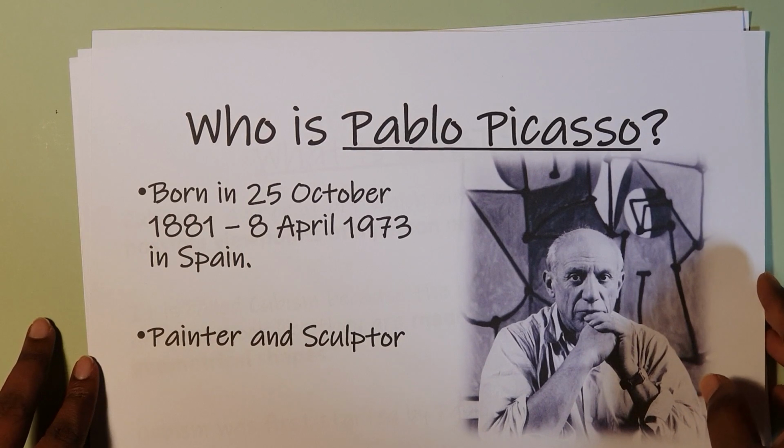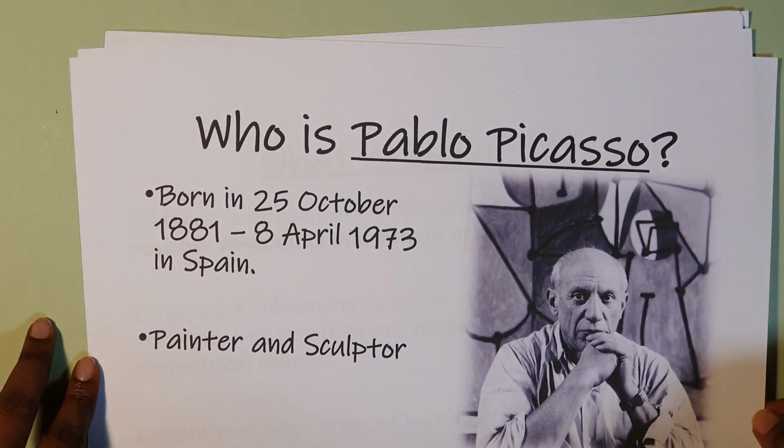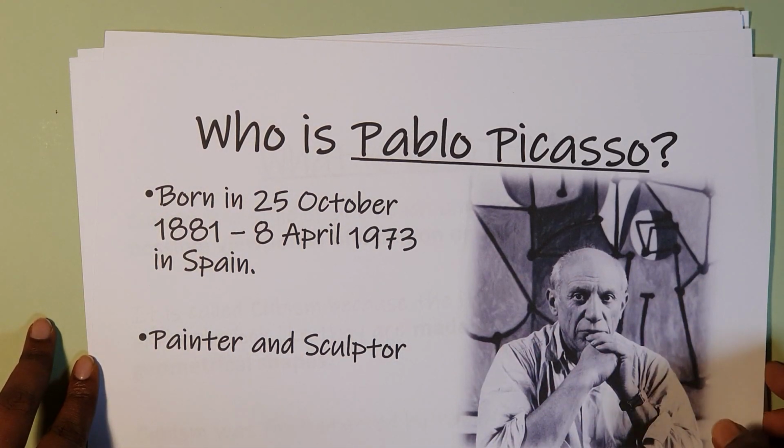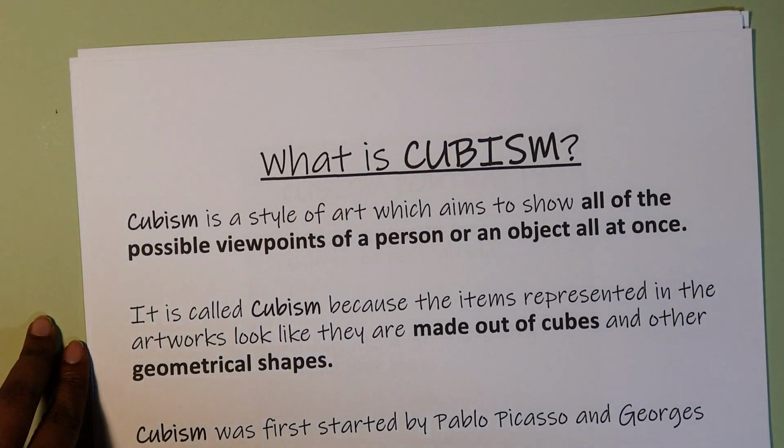Okay, so a little bit more about Pablo Picasso. He is actually one of the artists behind the art movement Cubism. So Cubism itself is an art movement, meaning to say it's a style of drawing. Picasso and a couple of other artists are actually behind this idea of Cubism. Later, I will explain to you what Cubism is. Alright, now a brief description of Cubism.